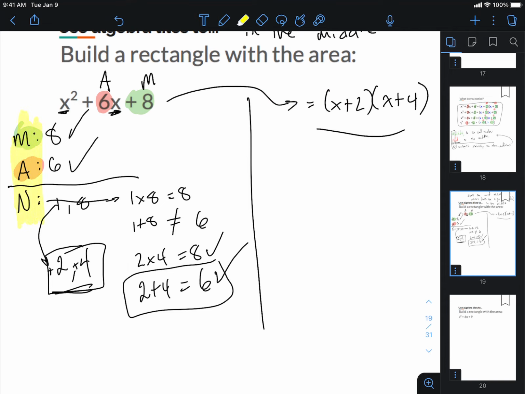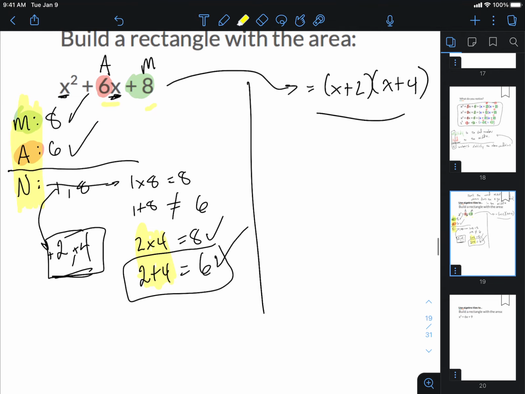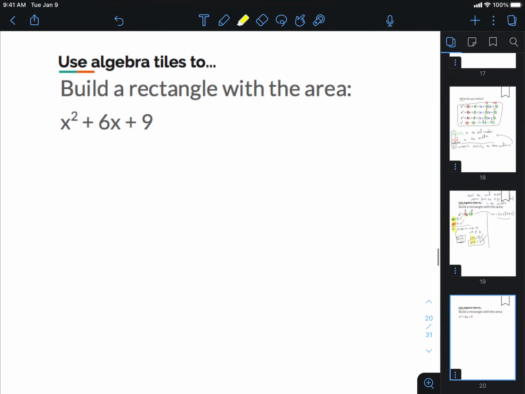Okay. You find two numbers that satisfy these two conditions. Right. Okay, I'm going to do one more with you, and then you guys will be good to go and do some questions. Okay. So here we go. I don't necessarily want to build this one, so let's do the man method.